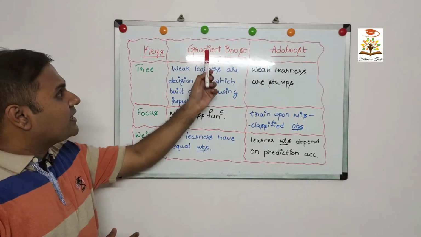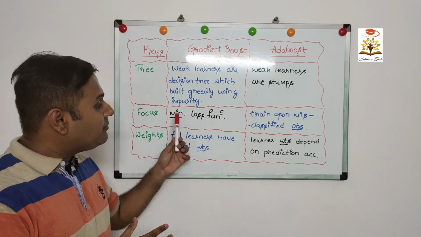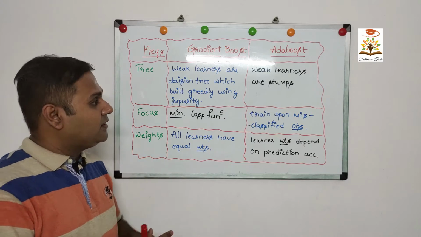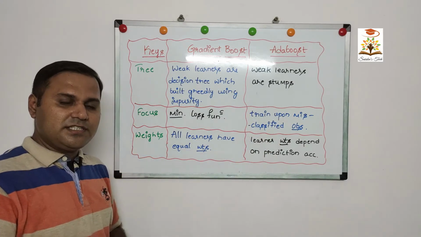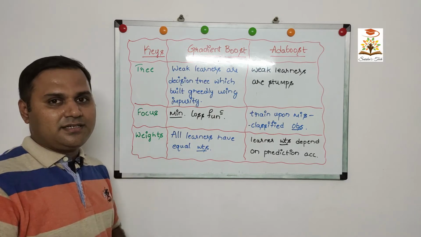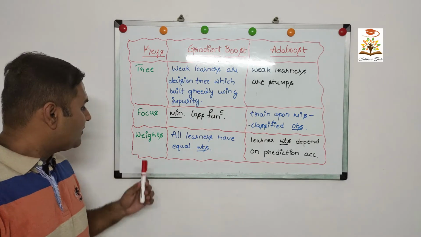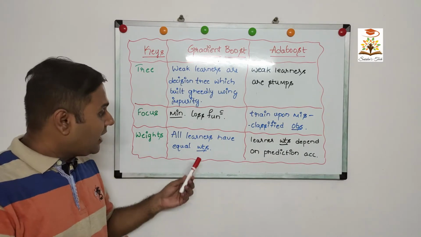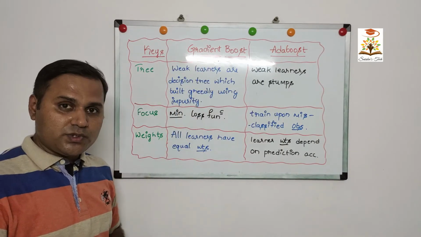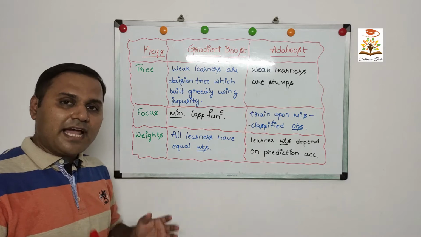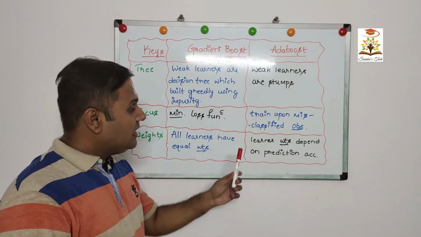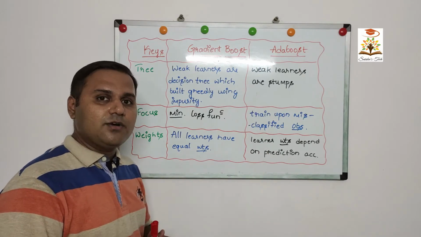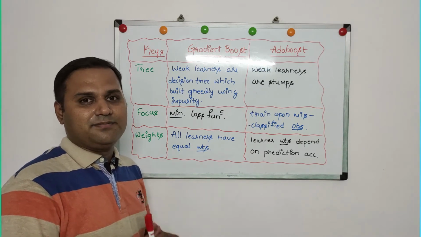The primary focus of the gradient boost algorithm is to minimize the loss function. Whereas in AdaBoost, we train upon the misclassified observations which were in the previous tree. Similarly, the weights which are provided to each of the learners or trees are the same in gradient boost, that is equal weights. Whereas in AdaBoost, the learner weight depends on the prediction accuracy of that learner or tree.